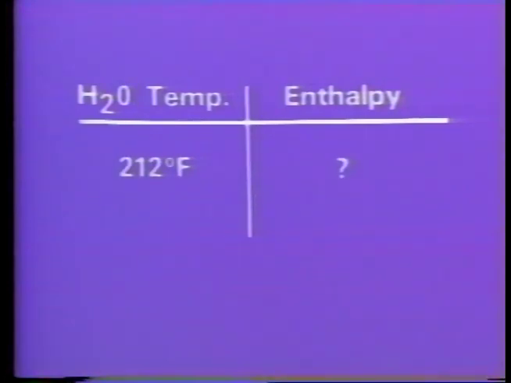Let's try this one. The temperature of water is 212 degrees Fahrenheit. What's the enthalpy? Well, 212 minus 32 is 180. So, according to our method, the enthalpy of water at 212 degrees Fahrenheit is 180 BTUs per pound.